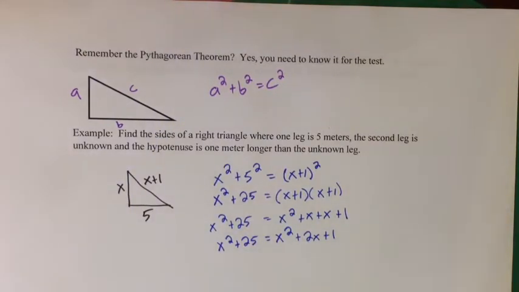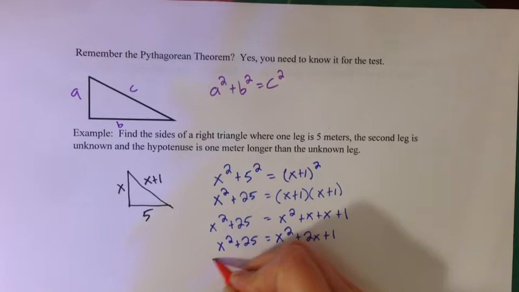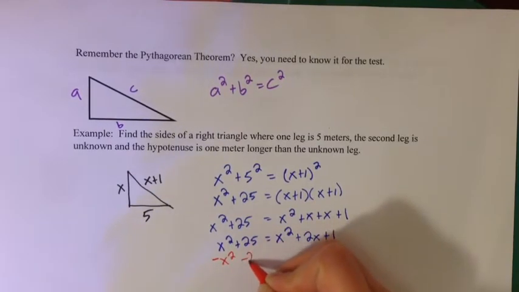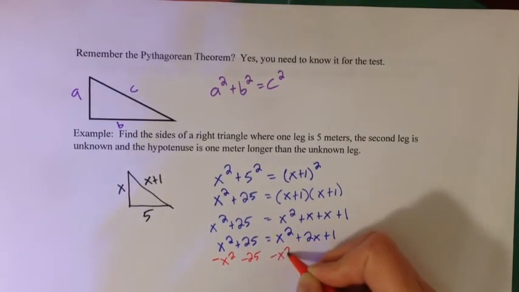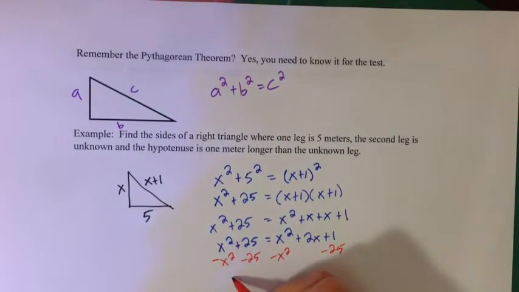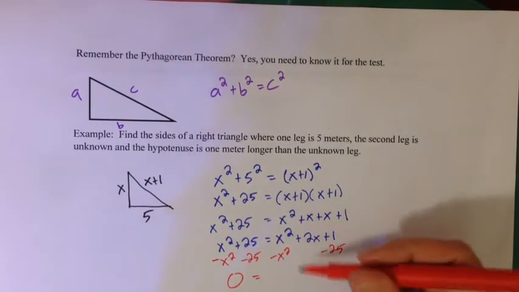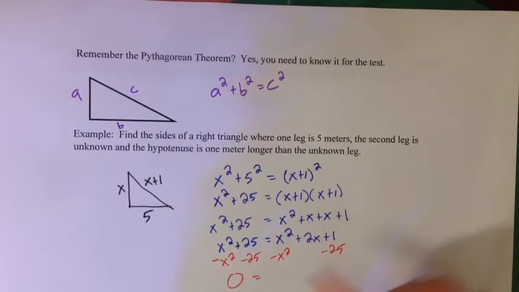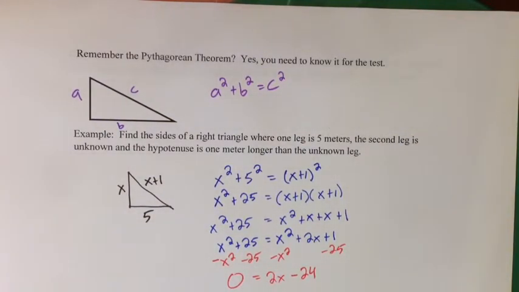Now this looks like a polynomial type equation, so I'd like to get everything set equal to 0 so that I can try to factor and solve. So I think I'm going to go ahead and subtract x squared and 25 over to the other side. That gives me a 0 on this side, and this x squared and that x squared cancel out, so I get 2x minus 24.